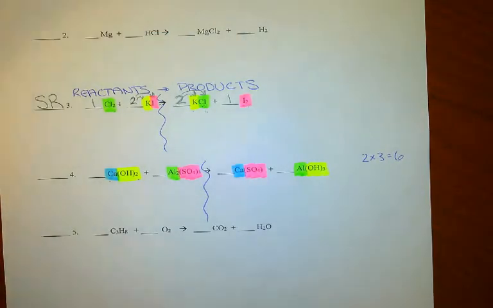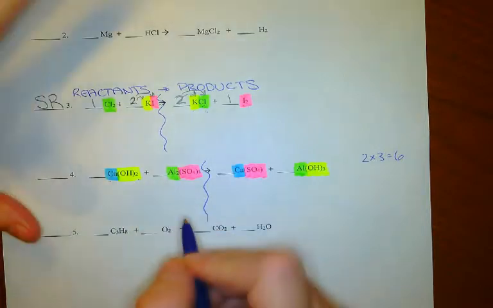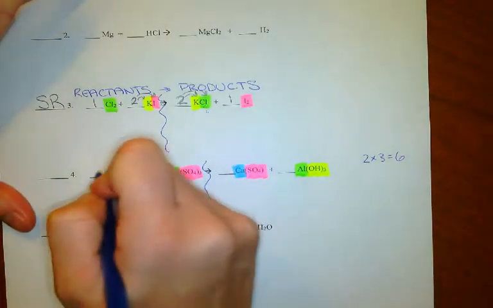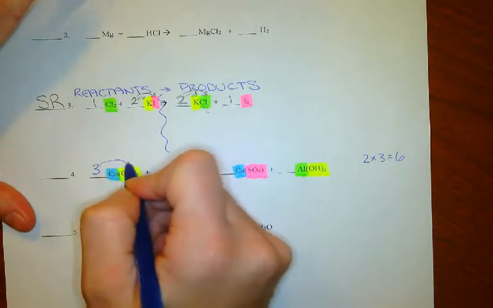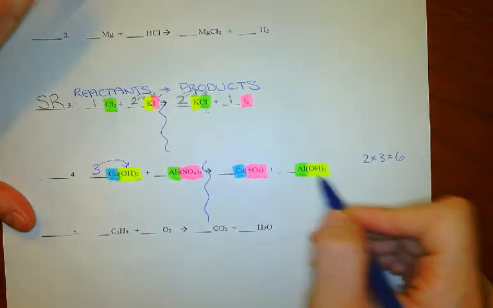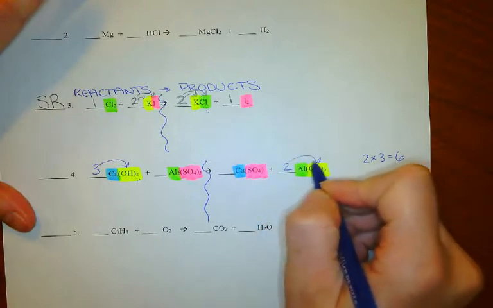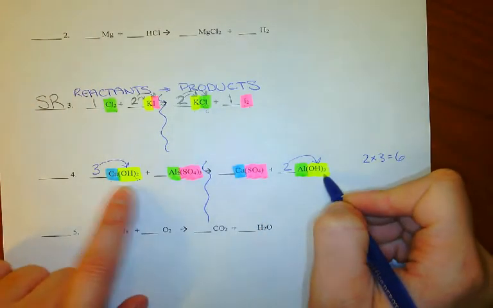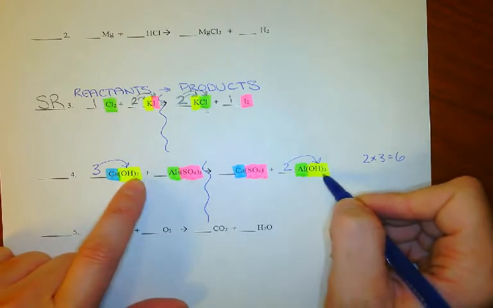Okay, 2 times 3 is 6. That'd be their least common factor. So I can't make this 2 a 3, but I can make it a 6 if I go like that. Now I have 3 times 2, 6 hydroxide here, and I also have just 3 there. But if I put a 2 coefficient, now I have 2 times 3, 6 yellows. So I've got 3 times 2 yellows and 2 times 3 yellows. So 6 yellows on each side.